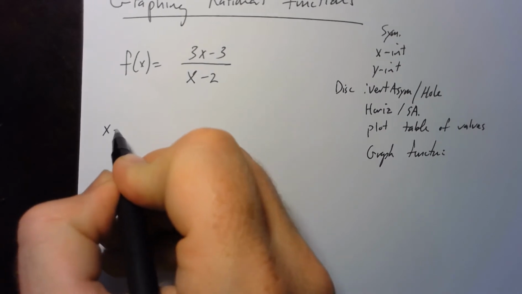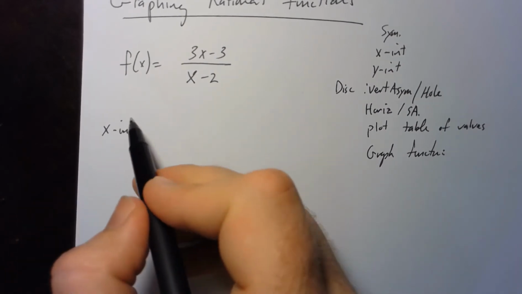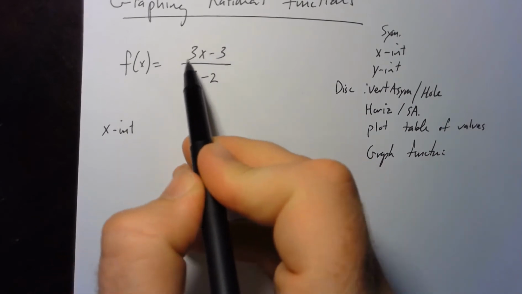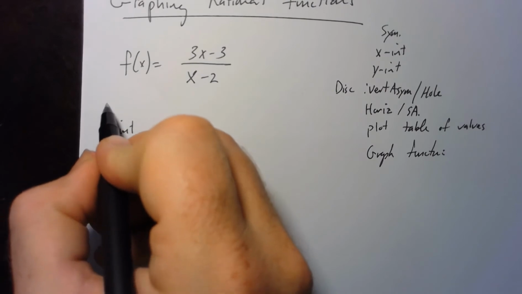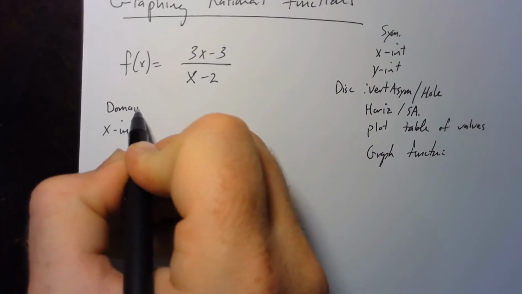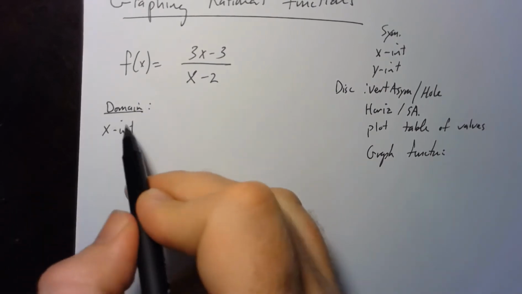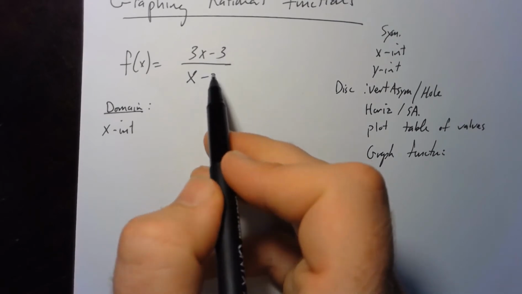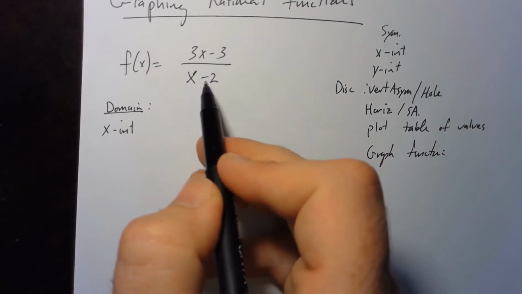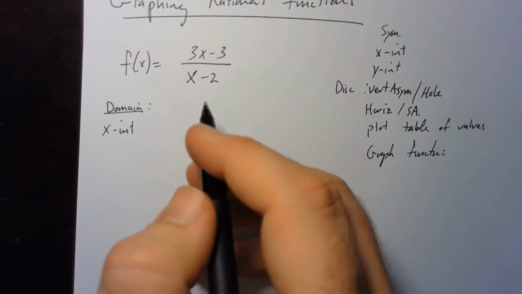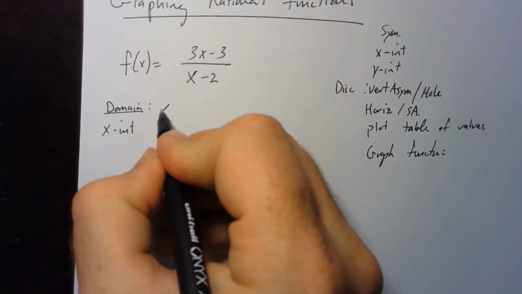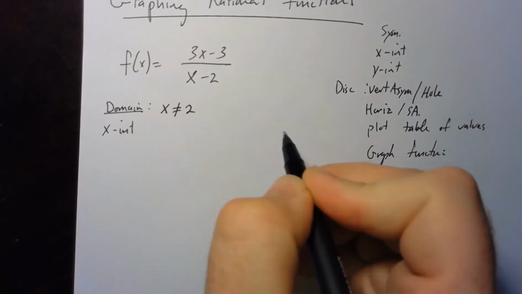I'm going to start with the x-intercepts because they're relatively straightforward. Don't forget that anytime you're finding your x-intercepts, you're going to set the top equal to 0 and solve. Now, the problem with that, however, is that we should probably find our domain, because if the value for the x-intercept is a domain issue, where the denominator equals 0, then that particular value is going to be a hole and things are going to get real wonky real fast. So I'm going to go ahead and find my domain. My domain is x cannot be equal to 2.